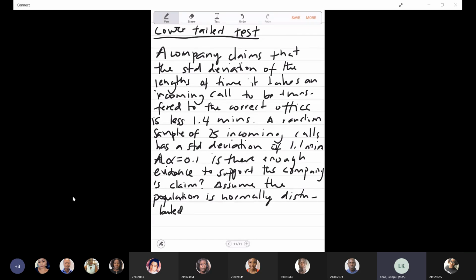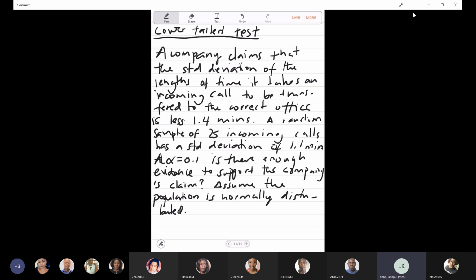Okay, so a company claims that the standard deviation of the length of time it takes an incoming call to be transferred to the correct office is less than 1.4 minutes. A random sample of 25 incoming calls has a standard deviation of 1.1 minutes. Then at alpha equal to 0.1, is there enough evidence to support the company's claim? We assume that the population is normally distributed.